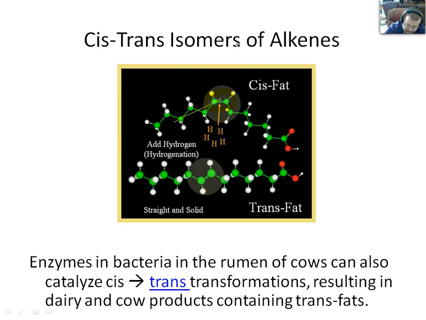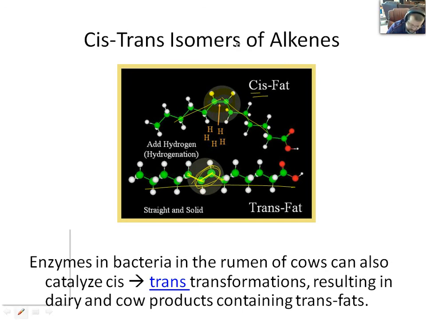So we end up seeing this bend in the chain for a cis fat that we don't see in a trans fat, because the double bond in a trans fat molecule allows for that chain to stay relatively straight all the way across.